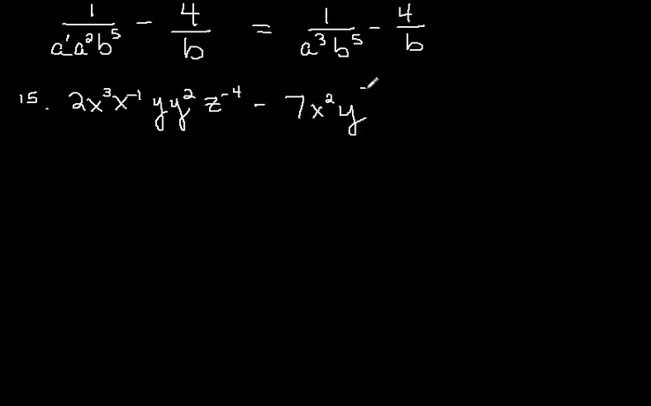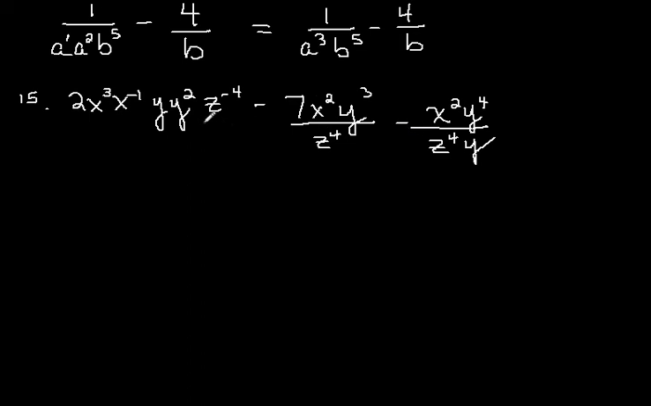X to the negative 3. Remember, this was positive. When we move it down, it becomes negative. X to the 1 was negative. We move it down, it becomes positive. Y to the negative 1. Y to the negative 2. Z to the 4th. We're just moving all the variables to the denominator. The 7 stays up there. Move this down. X to the negative 2. Y to the negative 3. Z just stays down there.